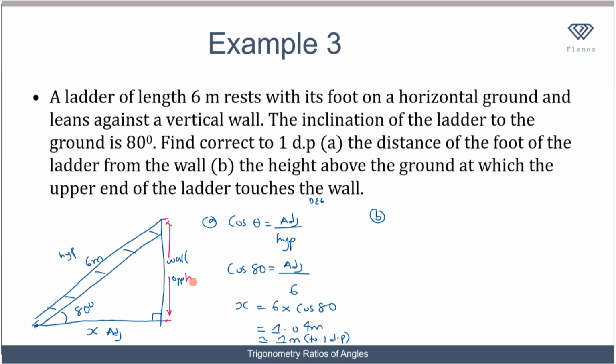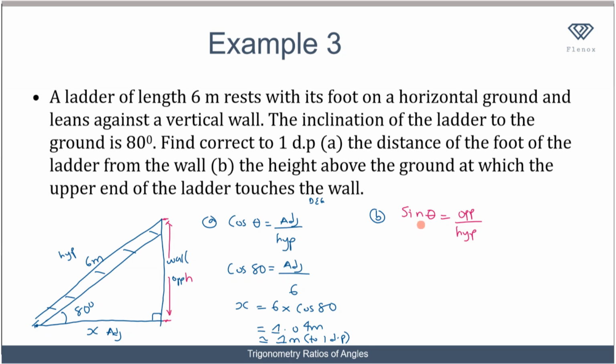So as I can see now, I know the hypotenuse side and I'm trying to find the opposite side. So what relationship connects the hypotenuse to the opposite? I know that is sine. So I can write that sine theta is equal to opposite over the hypotenuse.